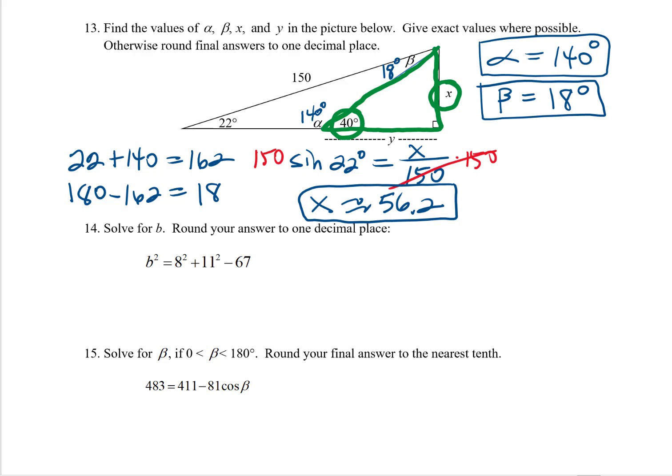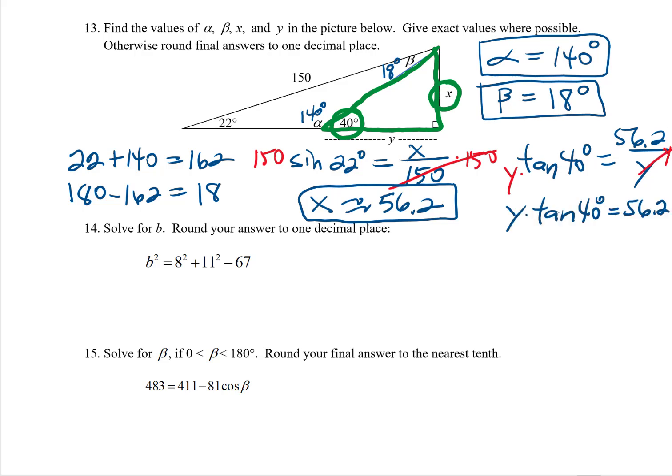I just figured out the x, so I should be able to set up another trig expression. It looks like I'd want to use tangent this time, since I'm interested in the opposite side and the adjacent side. So I would say tangent of 40 degrees is opposite x, that's the 56.2, divided by adjacent y. If I can solve this for y, I'll have what I want. I'll multiply both sides by y to clear the fractions, and then divide both sides by tangent 40, and I have y. Just type that into the calculator.